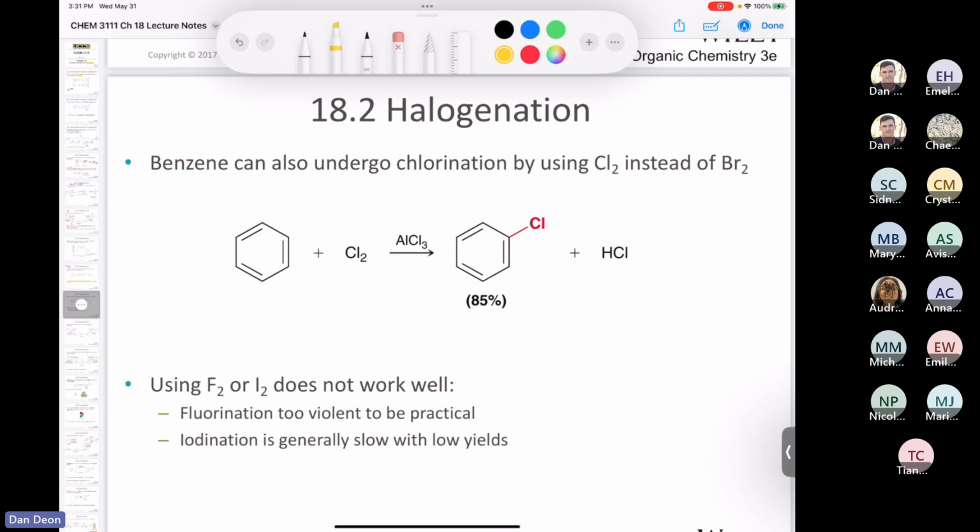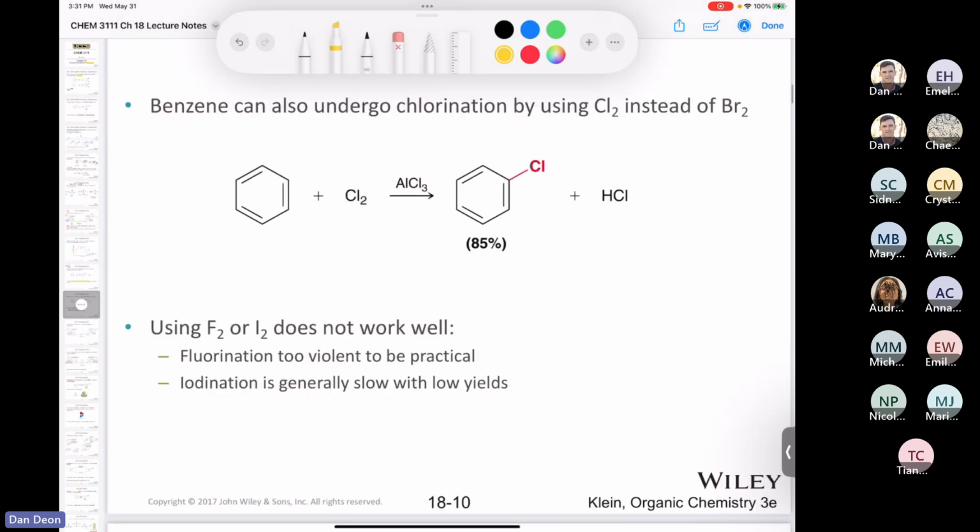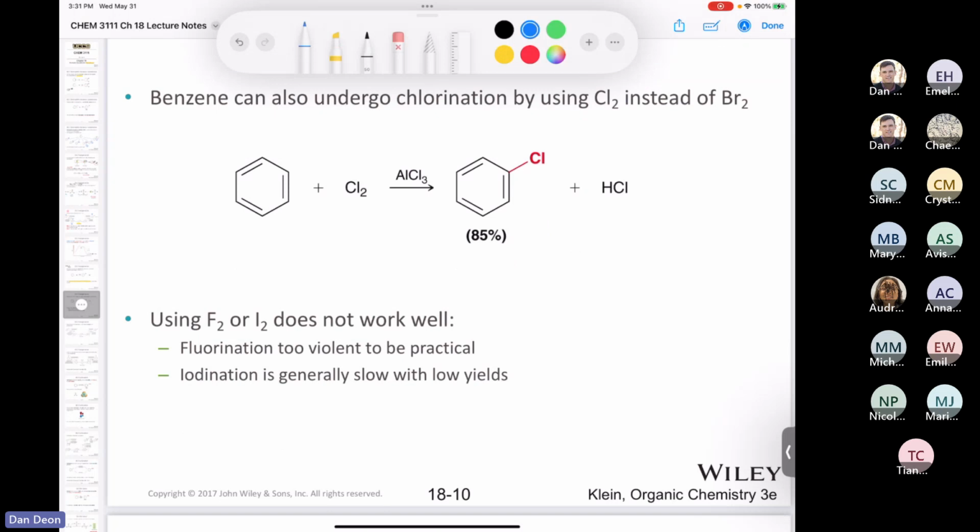Now it says here that fluorination and iodination don't work very well. The reason why is because fluorination is too violent to be practical, and iodination is generally too slow, but generally doesn't mean all the time. And it's very, very rare that I refer to a very specific question in the textbook. So there are other ways of doing both of these.